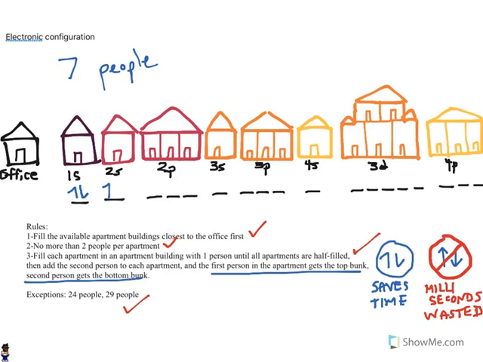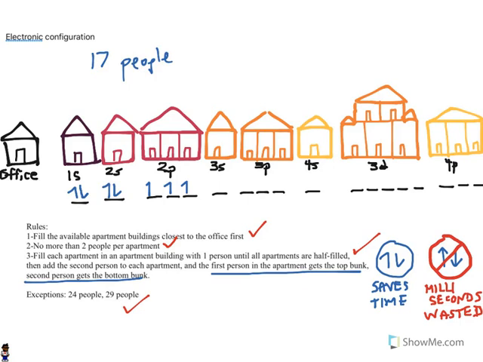Person number 3 goes in 2S, top bunk. Person number 4 goes in bottom bunk of 2S. Person number 5 gets their own apartment, top bunk. Person number 6 gets their own apartment, top bunk. Person number 7 gets their own apartment, top bunk. So we're satisfying all the rules.